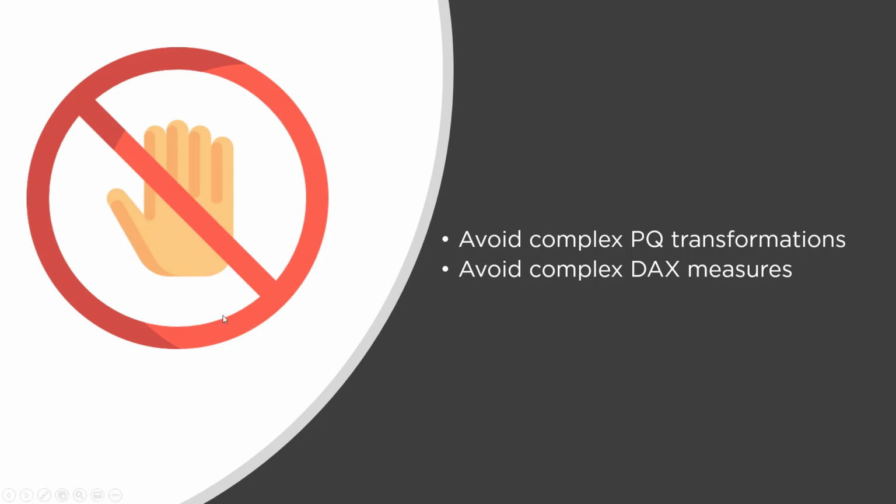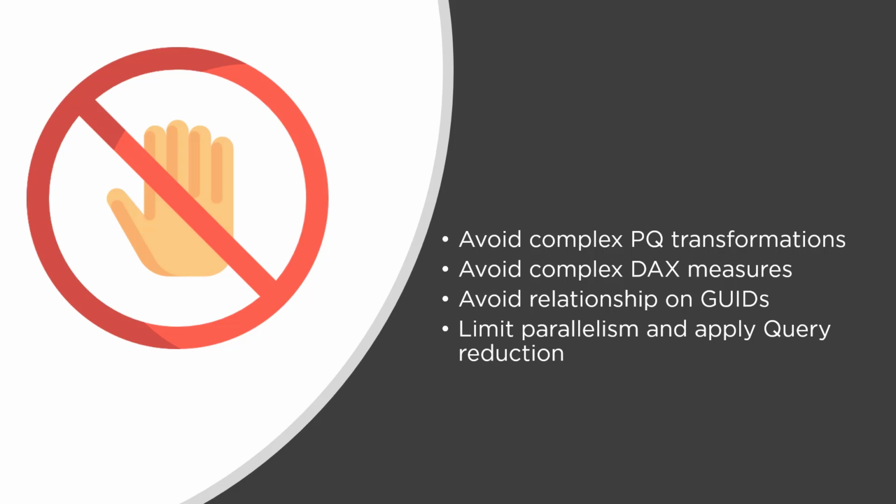Avoid relationships on GUID columns, unique identifier columns. Power BI doesn't support this data type and needs to apply some internal data conversion during the query execution, which will obviously affect the performance. The solution here is to convert this data type within the source database prior to Power BI generating its own queries. Limit parallelism whenever possible. You can define the maximum number of connections that DirectQuery can open at the same time. And let me show you how it's done in Power BI Desktop.